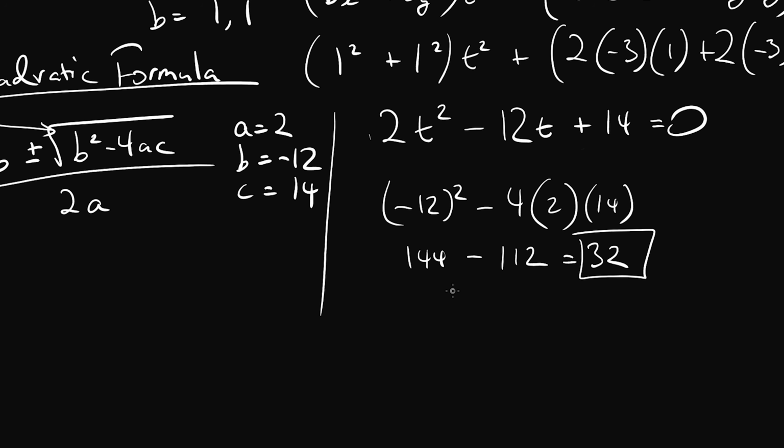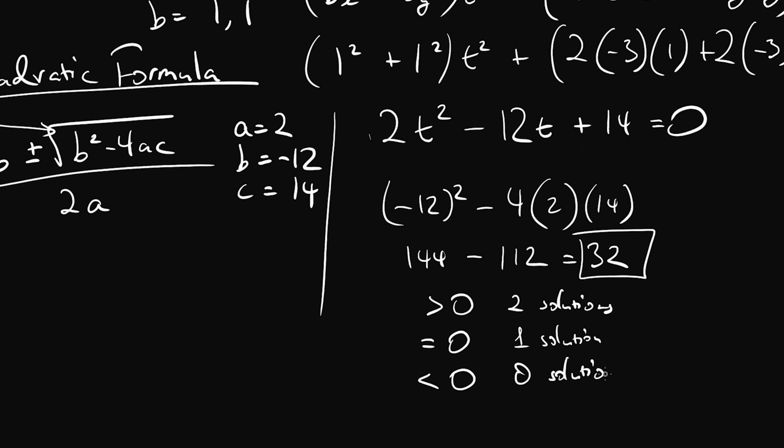What does it mean? Well, if we get a value that is greater than 0, that means that we have 2 solutions. If we get a value that is equal to 0, we have 1 solution. And if we get a value that is less than 0, so it's negative, we have 0 solutions. That's how this discriminant works.